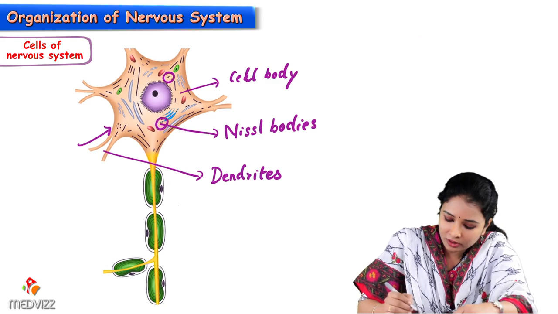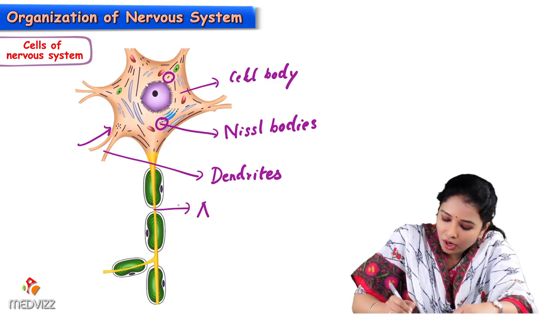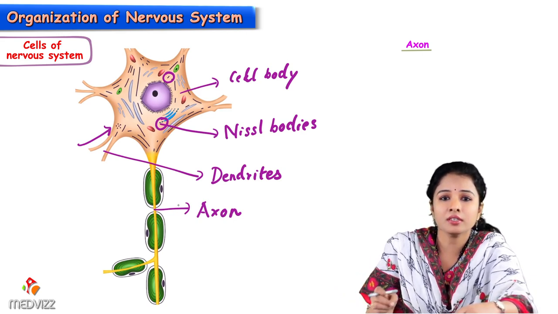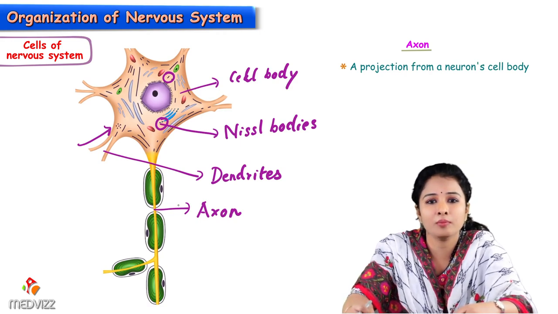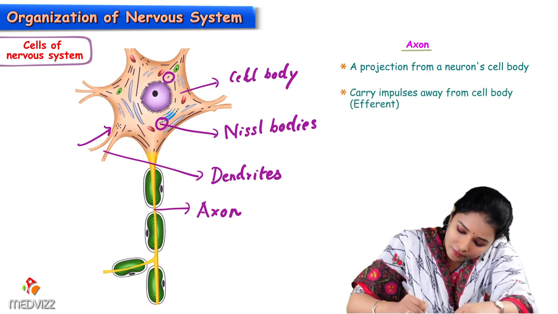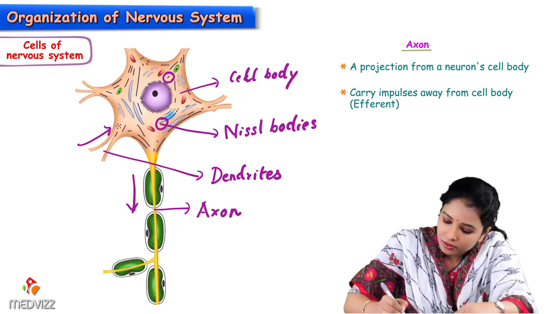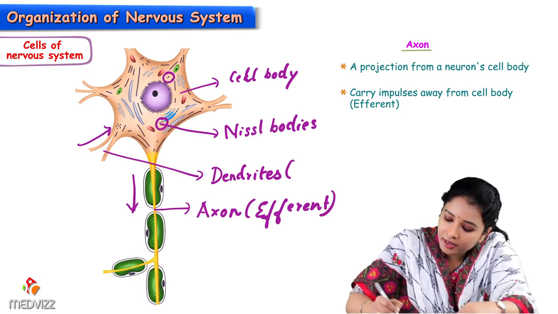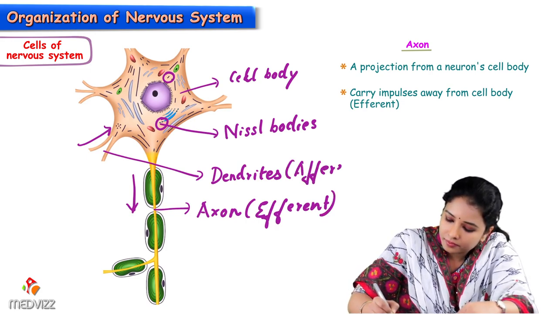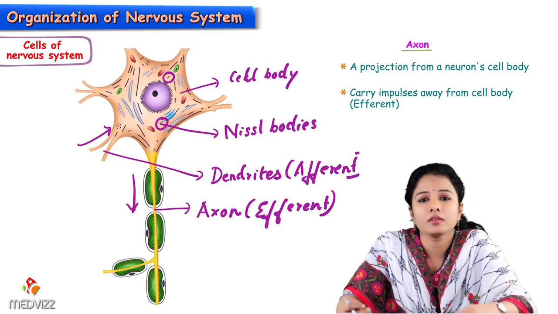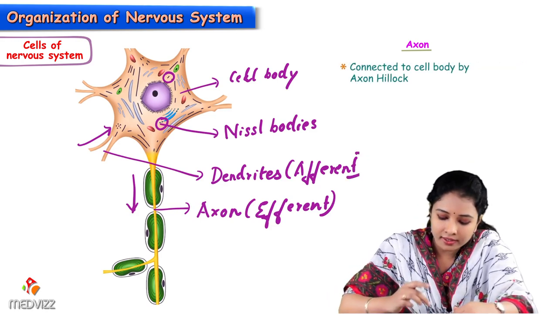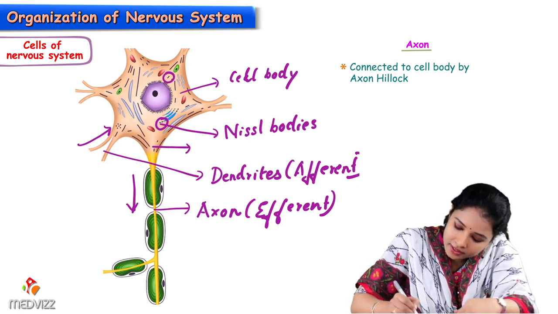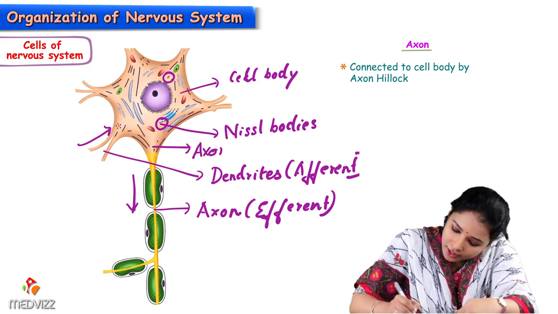And one among the processes, which is quite longer, is called the axon. The axon is a longer process, a projection from the neuron cell body, and it carries the impulses away from the cell body. So they are efferent. Dendrites are afferent. And the axon is connected to the cell body, or the perikaryon or soma, by a widened structure called the axon hillock.